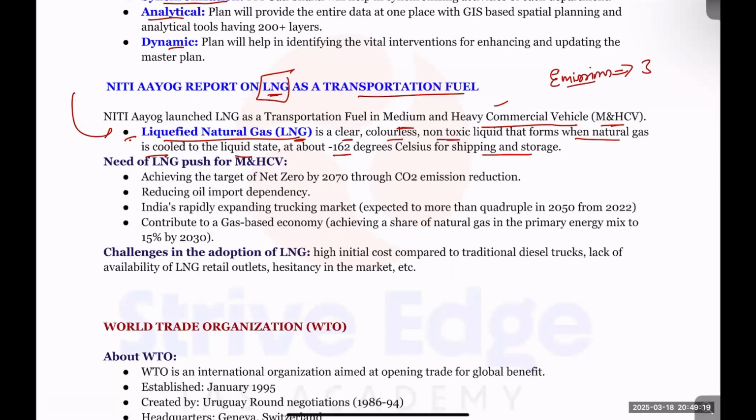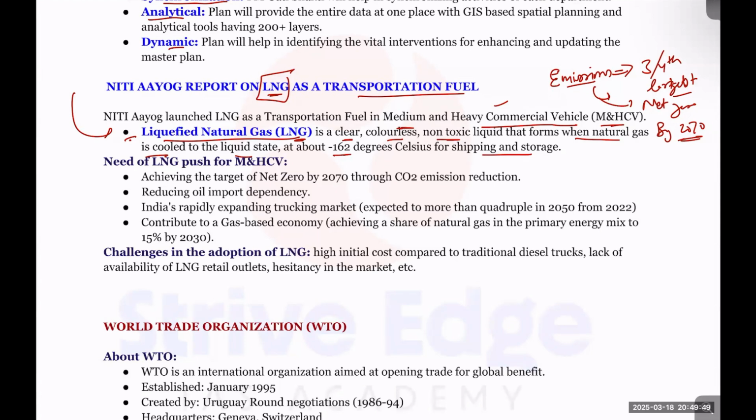Indian economy has the third or fourth largest emitter in the world. So in order to reduce our emission intensity, and we also have our goals to achieve net zero by 2070, what we need to do is reduce our emissions from the transportation sector.